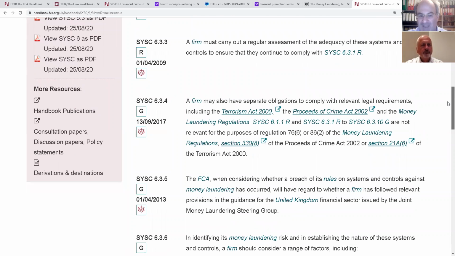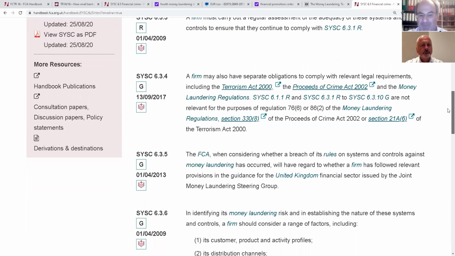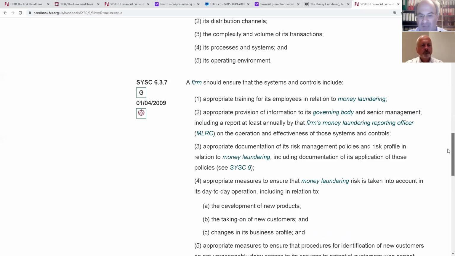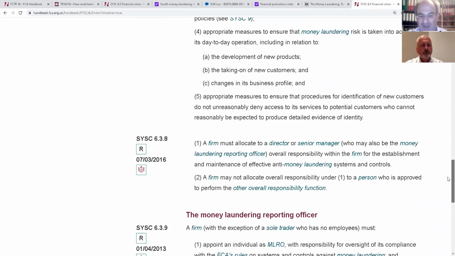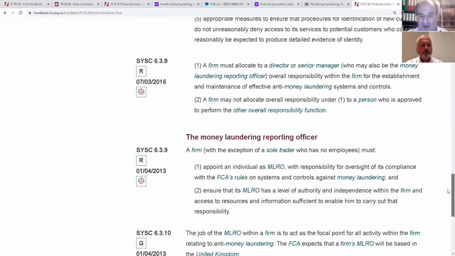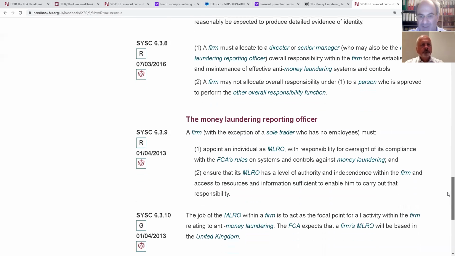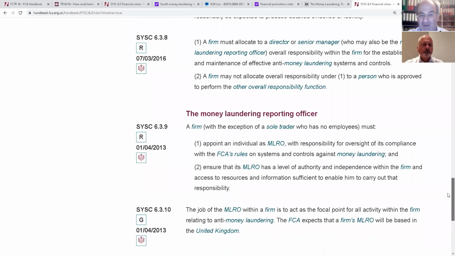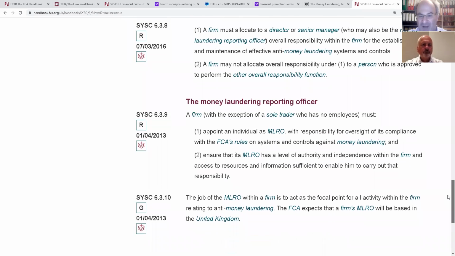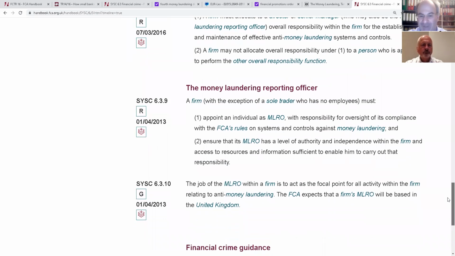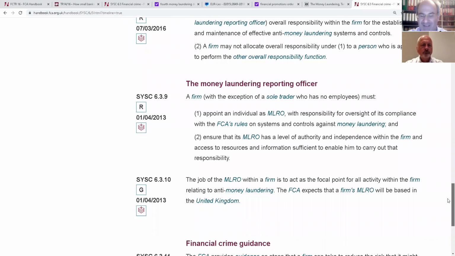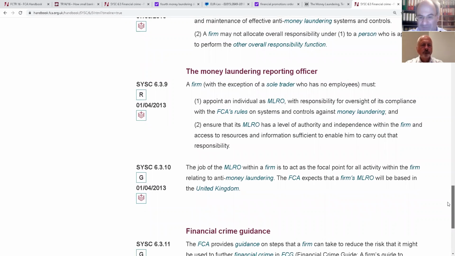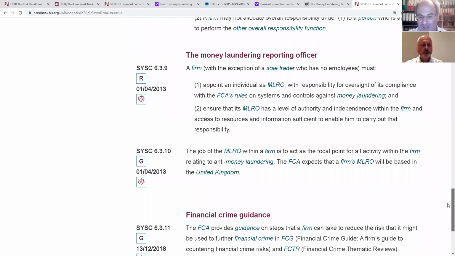While we're still in SYSC 6.3, as we scroll down the page, we encounter a specific provision describing the money laundering reporting officer. Now, everybody except for a sole trader has got to have one, and therefore virtually everybody I know of does have a money laundering reporting officer as the focal point of their activity.